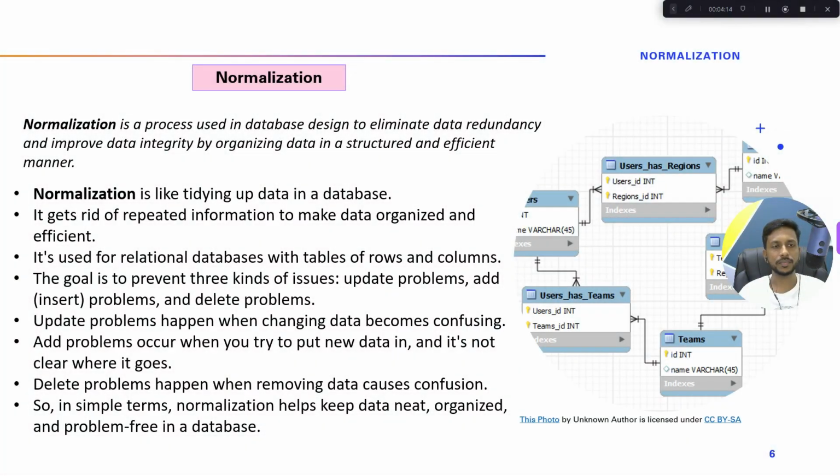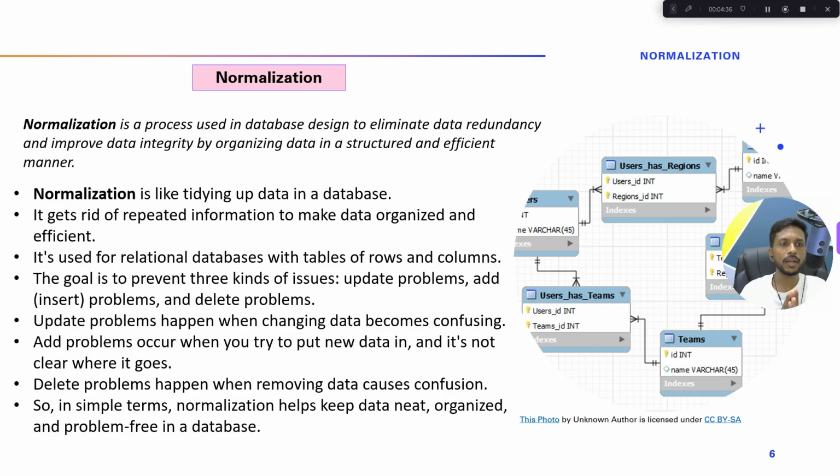What is normalization? Normalization is a process used in database design to eliminate data redundancy and improve data integrity by organizing data in a structured and efficient manner. So in the previous example, you have seen there is data redundancy, right? The repetition of data, the duplicacy of the data, right?